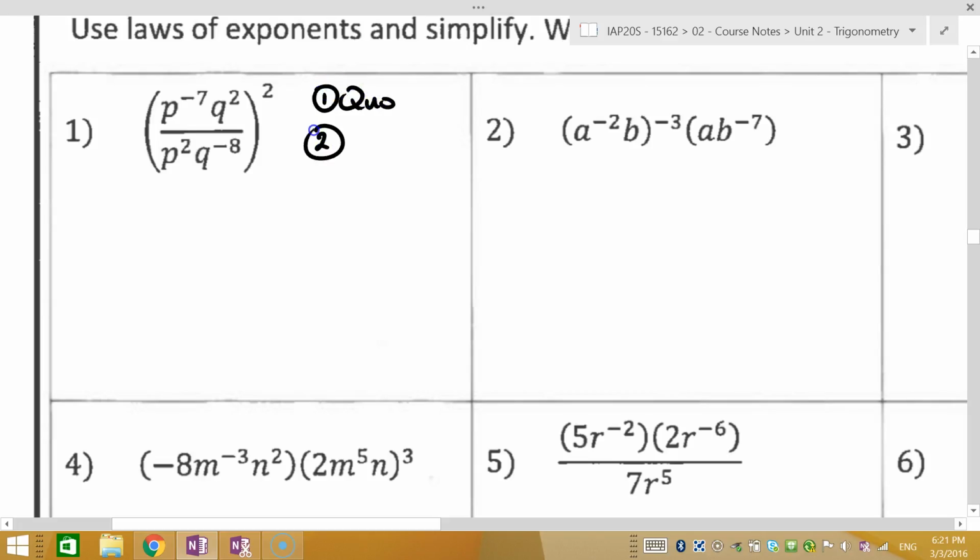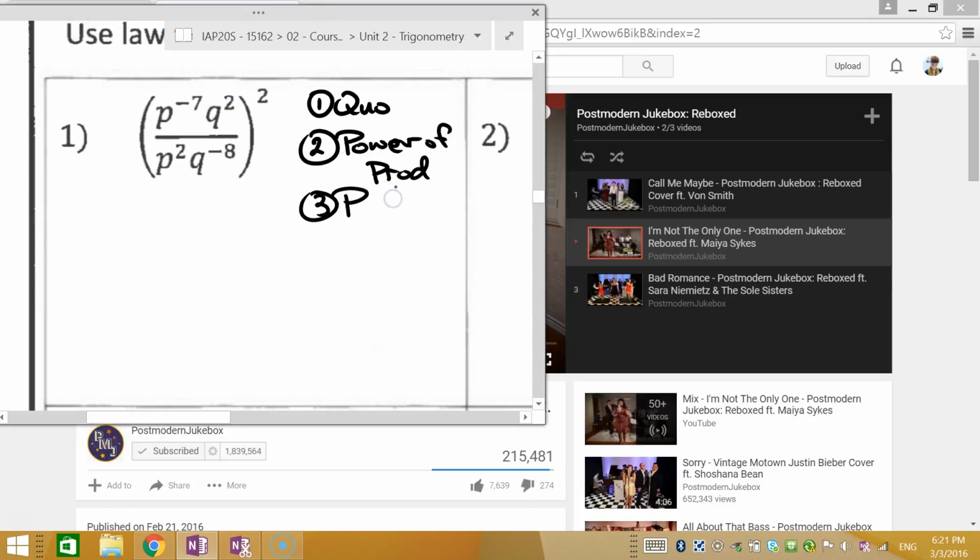Question number 2, once I do that, I'm going to have to distribute this too, but I've got 2 pieces inside my bracket still. I've still got P and Q. So I'm going to need to use my power of product rule. And finally, I'm going to need to apply my power of a power rule once I've distributed this square into both my variables.